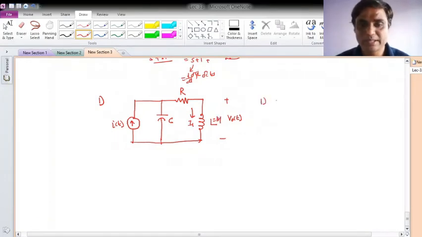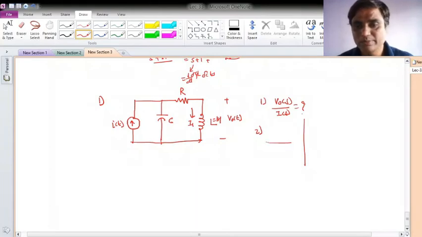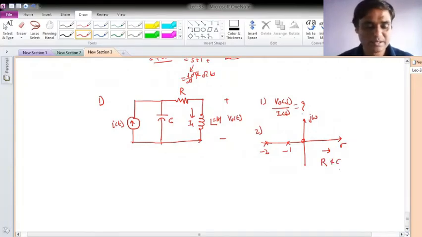So the first question is to find V0(s) divided by I(s). Now I am taking V0 at the other terminal, and I(s) is at one terminal, so this will be my transfer impedance, which I have to calculate. Then for the next part, it is given that the pole-zero plot is like this: there is a zero at -1, and poles are at -1 and -2. Here real part and imaginary part j omega, so this is the situation. Find the values of R and C.